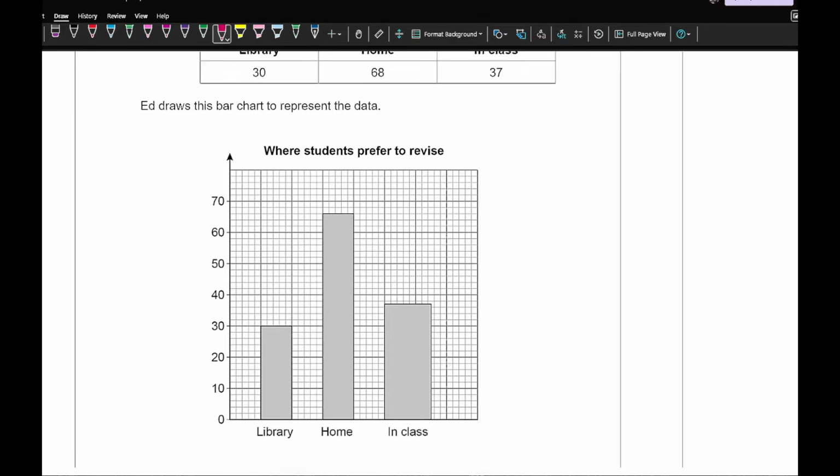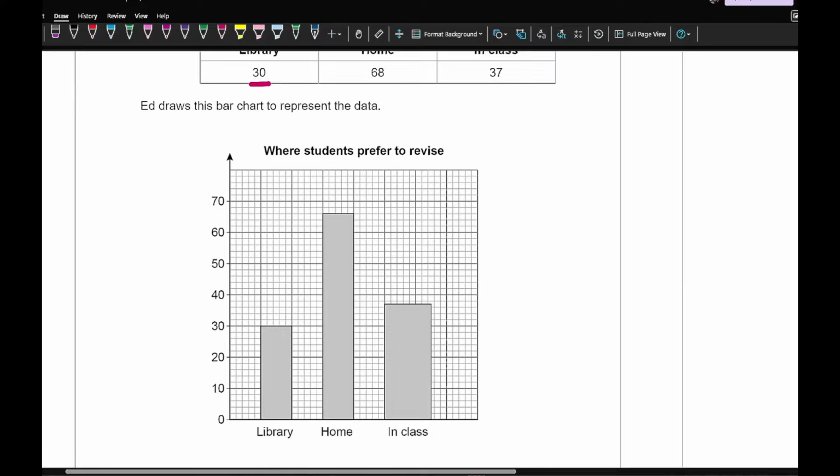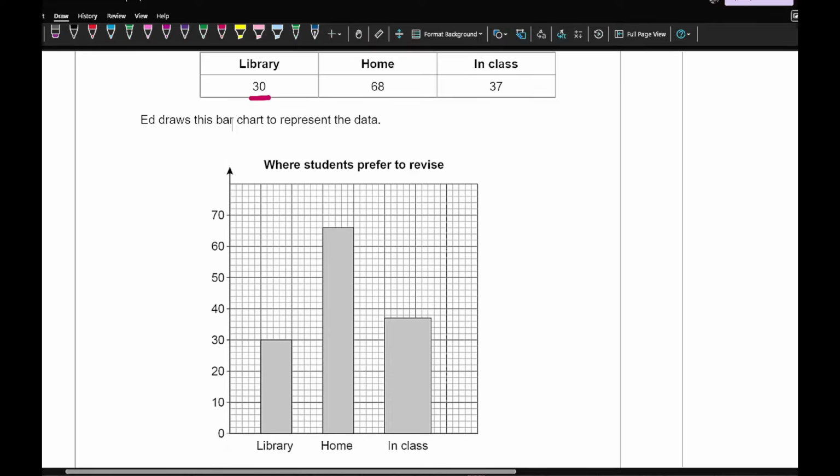So from the library, as you can see in a bar chart you should have equal gaps, which we have got. Looking at the frequencies, library is 30. So let's position that so we can see everything on there. In terms of frequency for library, that's correct. For home, every little box represents 2, and as you can see, that should be there.